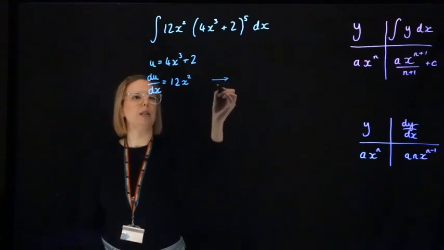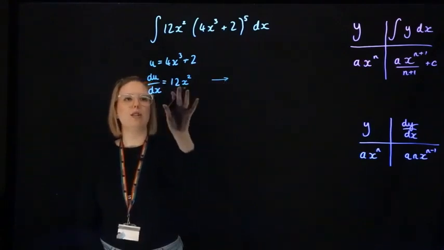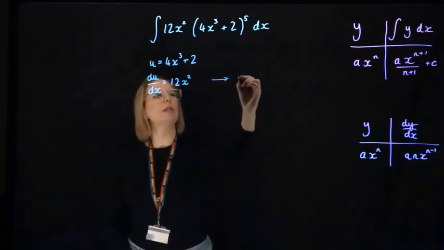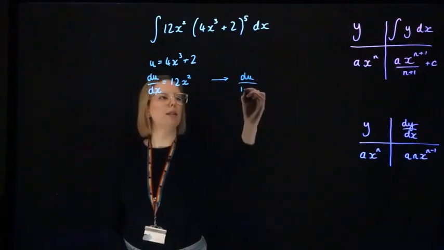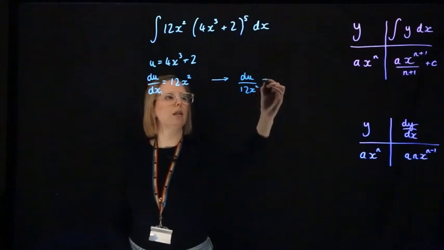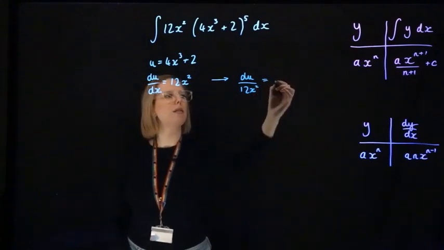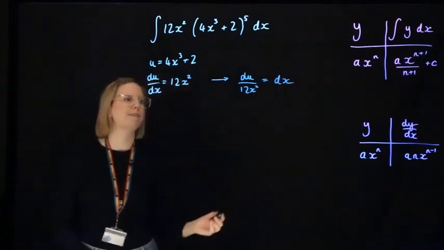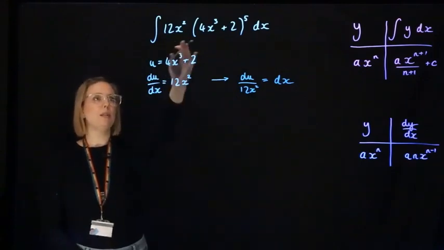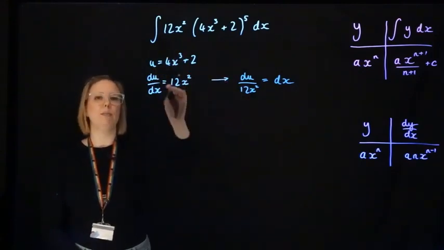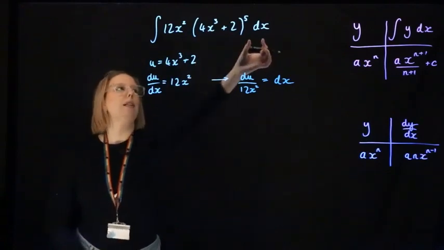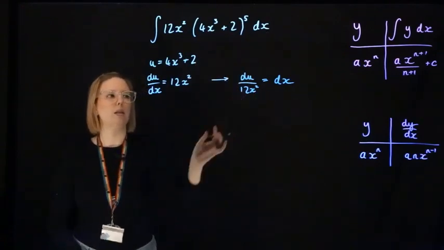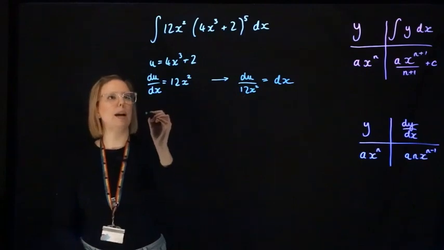So as with the last video, we want to rearrange this to get the dx on its own. So I will divide by the 12x squared and multiply by the dx. And now we go back to our integral and we're going to put this information in there. So instead of this, I'm going to write u, and instead I'm going to write du over 12x squared.